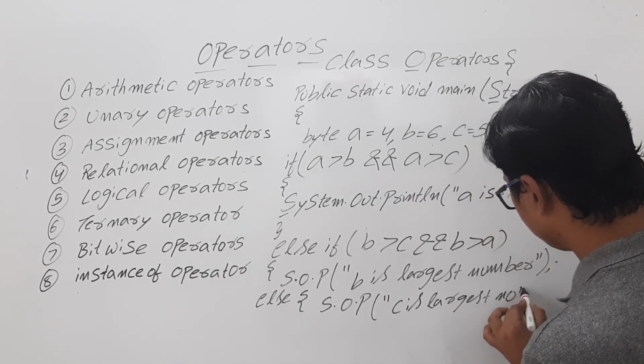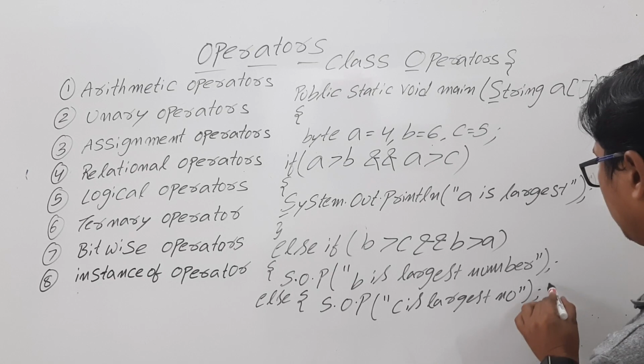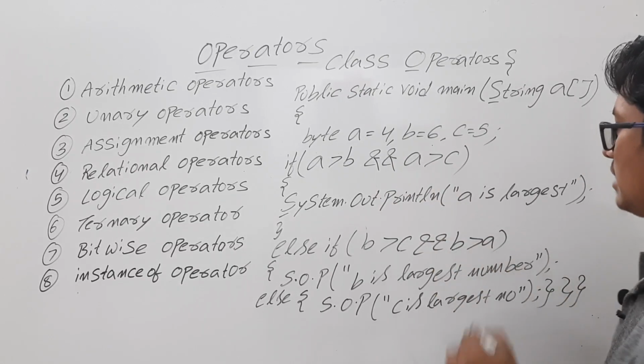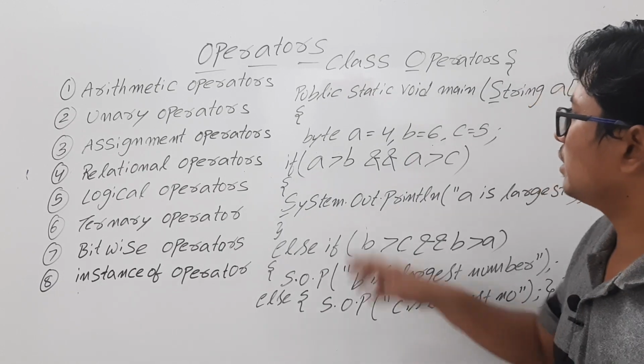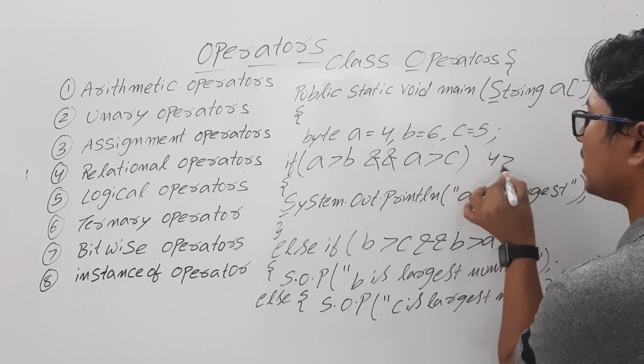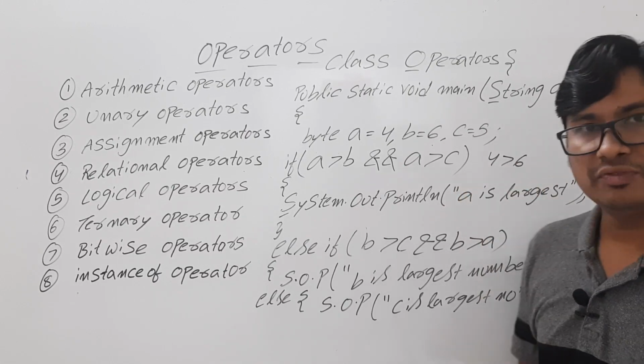Okay, now let me trace this program. I will close the else, I will close the main function, and I am closing the class. Now look here. What is the A value? A value is 4. So look here, is 4 greater than 6?